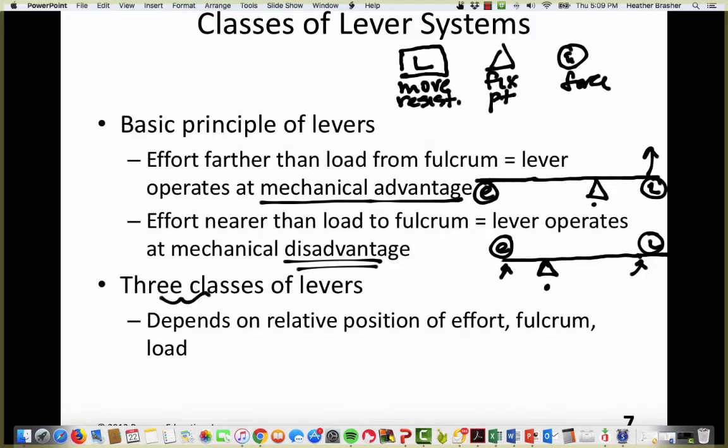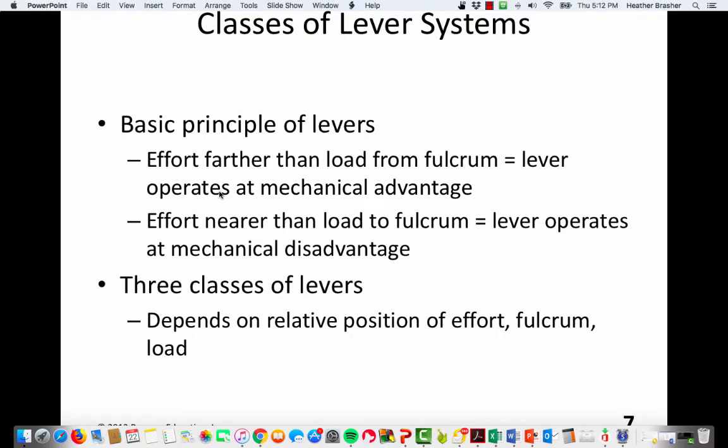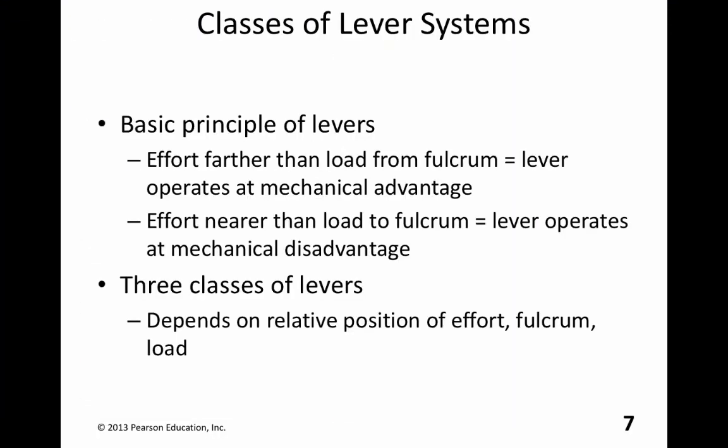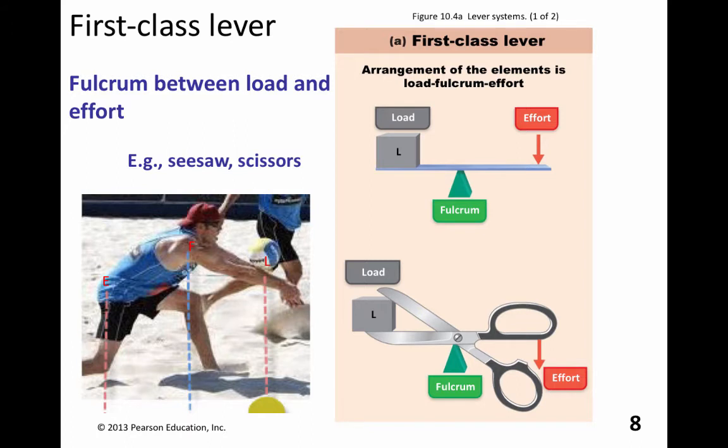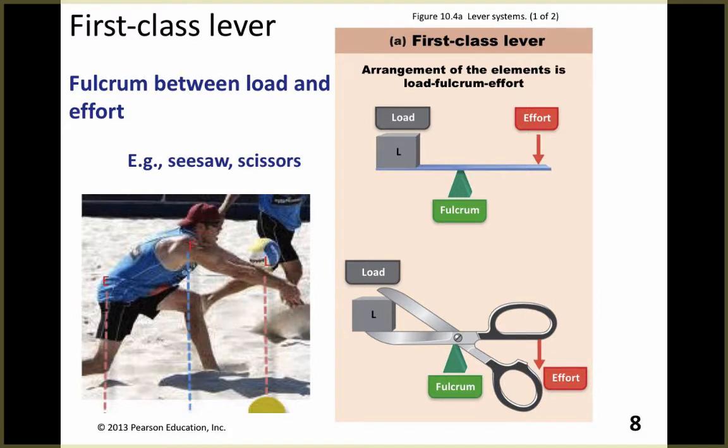And so we're going to talk about the three classes of levers here, and it's dependent on the relative position of the effort, the fulcrum, and the load. As you can see in these two top examples, it's going to change how much movement you can have, or the types of movement you'll see. So the first one here is a first class lever. This is where the fulcrum is between the load and the effort, right in the middle.